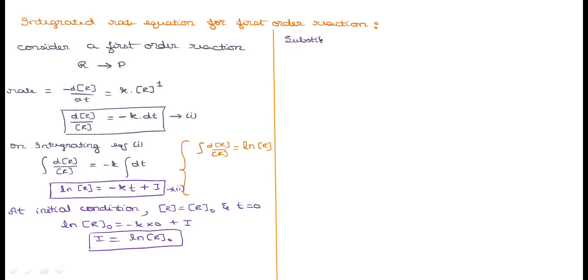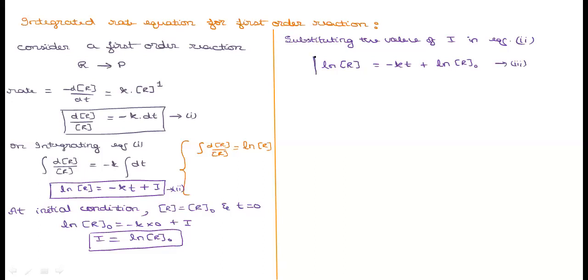That is substituting the value of integration constant I in equation 2, we will get ln r is equal to minus kt plus I value, ln r naught. Now after substituting the value of I, we'll call this equation 3.